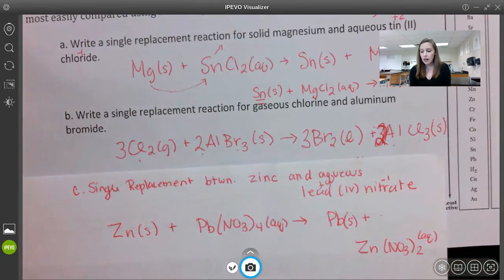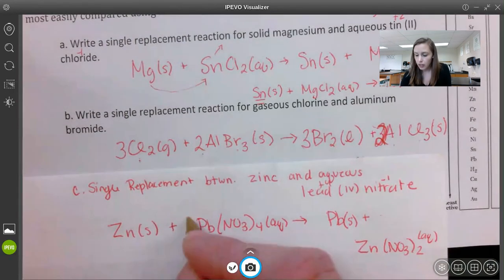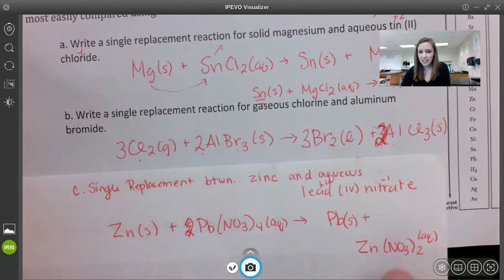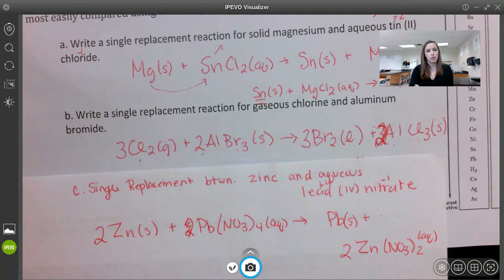And then obviously we have to balance it out. We're going to need a 2 down here in front of our zinc nitrate in order to get our 4 nitrates, and then that will cause me to put a 2 in front of zinc. So we will keep practicing these tomorrow, but I wanted you to get an overview of what we're going to be doing.